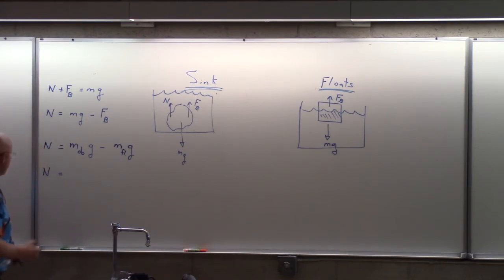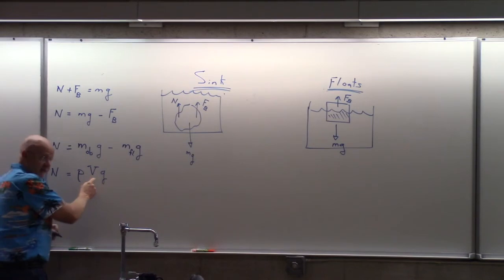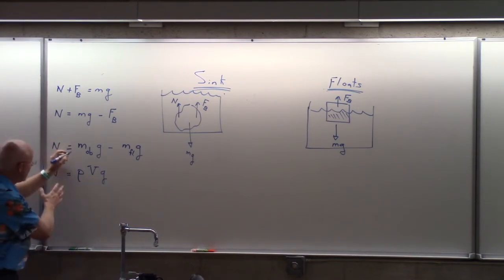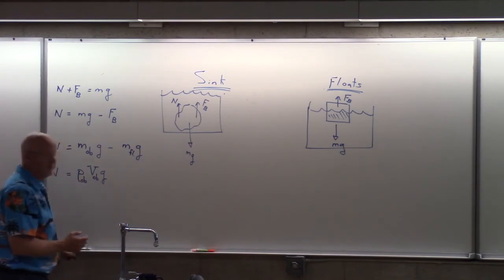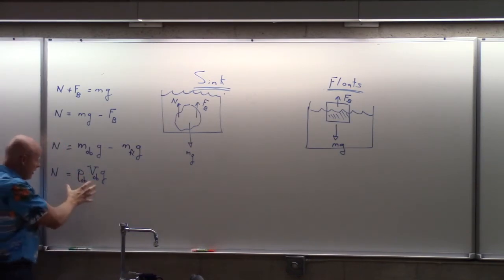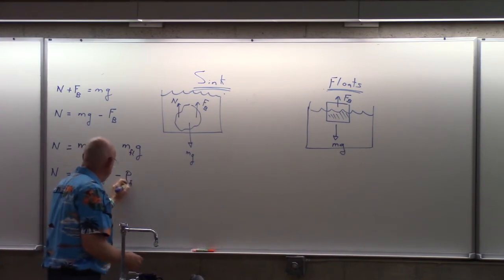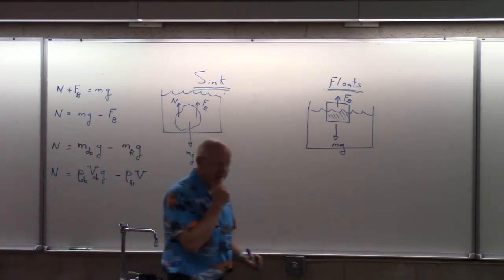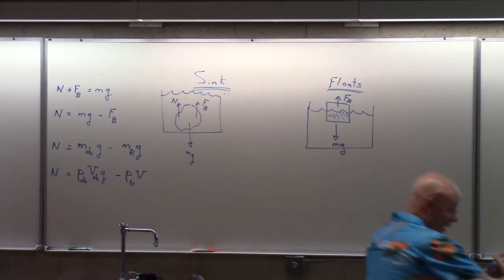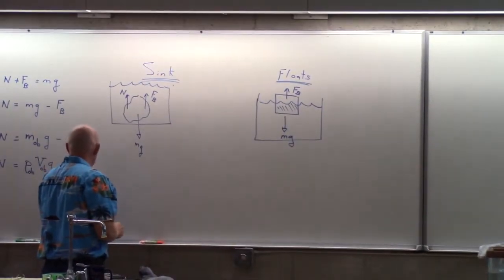Let me use density, because right here I could replace mass with density times volume. But again, let me be careful. Density of what? Object. Volume of what? Object. So the density and the volume of the object go together, and then what would this be here? The mass of the fluid would be density of fluid times volume of what? Is it the volume of all the water in the aquarium? Just the stuff displaced, right. So maybe I should put displaced here.